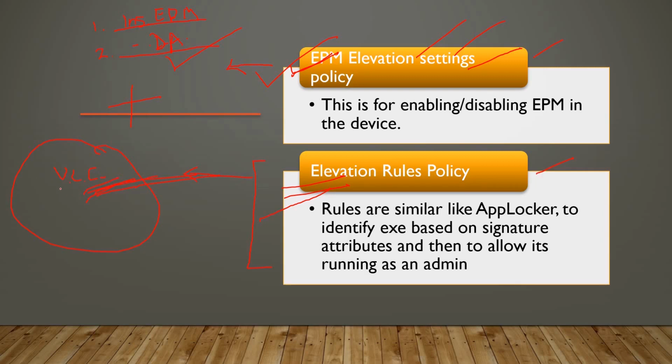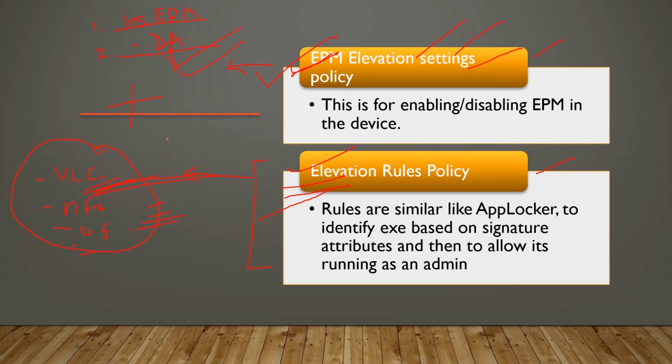Now, why is this happening? Because we have created an elevation rule policy for VLC Media Player. If I want, I can create an elevation rule policy for Notepad++ as well, and for Office click to run as well, and for some other application as well. Meaning, what does this mean? This means that in the elevation rule policy, in a way, we can whitelist everything. Whichever applications are there in the elevation rule policy, those applications, when launched by the end user, are launched as admin.